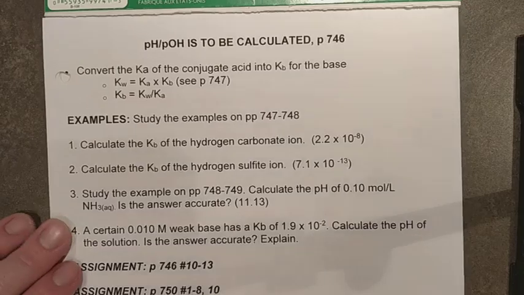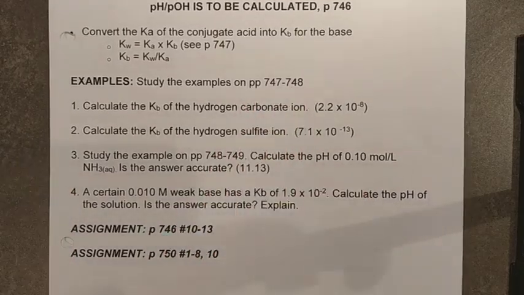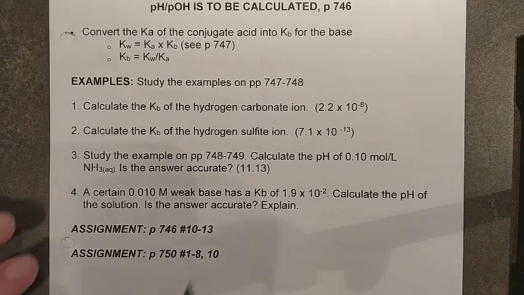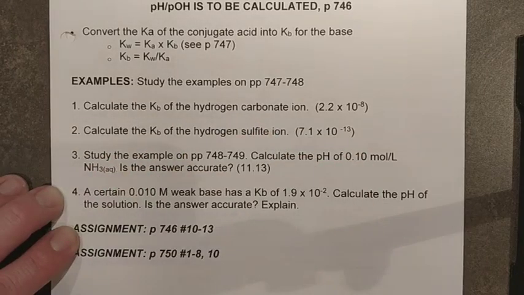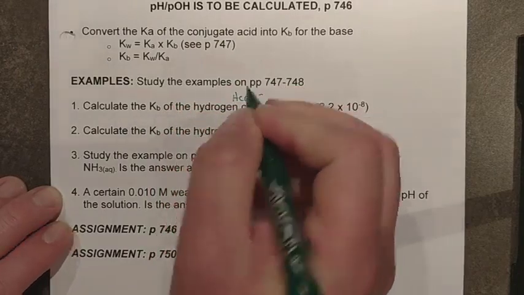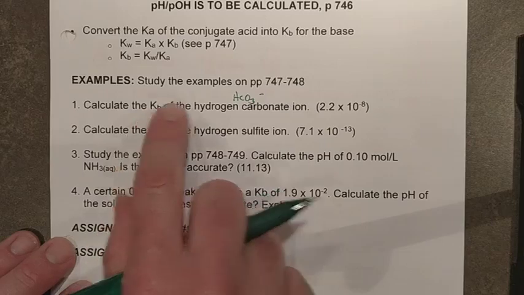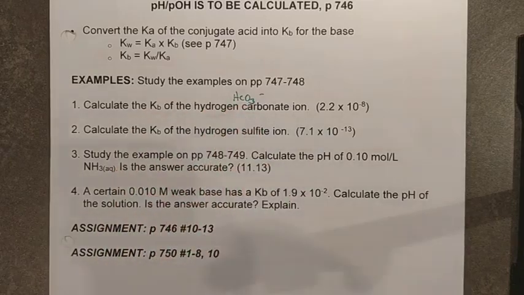Let me show you with an example in number 1 here. There's a couple more in the textbook on pages 747 and 748. Please certainly look at them. But we want to calculate the Kb for the hydrogen carbonate ion. Hydrogen carbonate ion is HCO3 with a 1- charge. So we need to find this. And if we're looking for Kb, we're looking for the bicarbonate ion as a base.